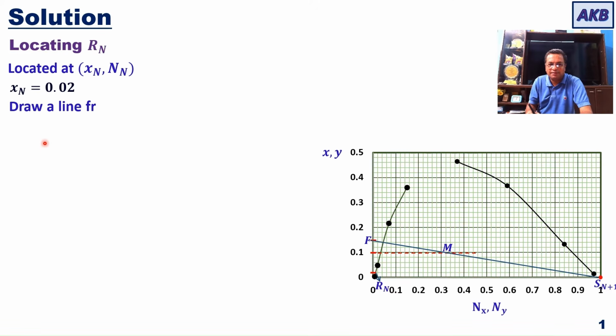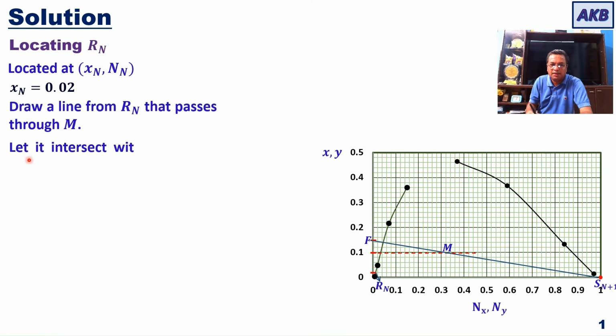Then after locating Rn, we will draw a line from Rn that passes through M. Allow it to go and intersect the B reach part of the binodal solubility curve, and wherever the intersection occurs, we are going to name the intersection point as E1. So draw a line from Rn that passes through M, let it intersect with the B reach part of the binodal solubility curve at E1.